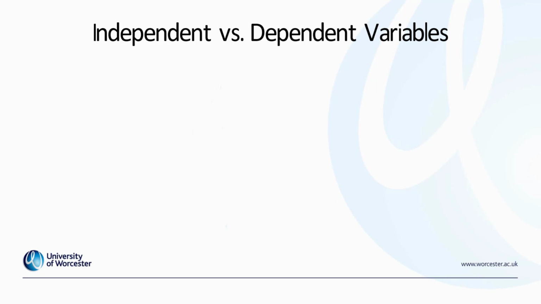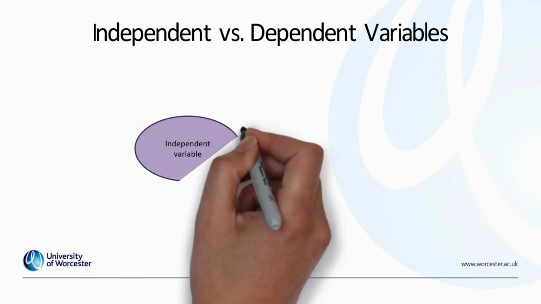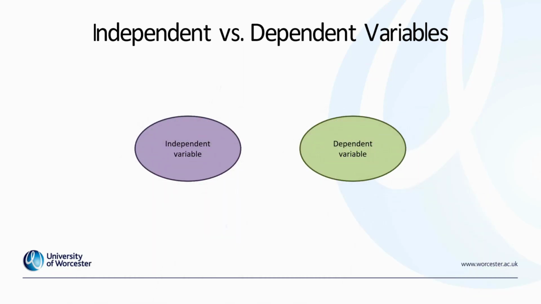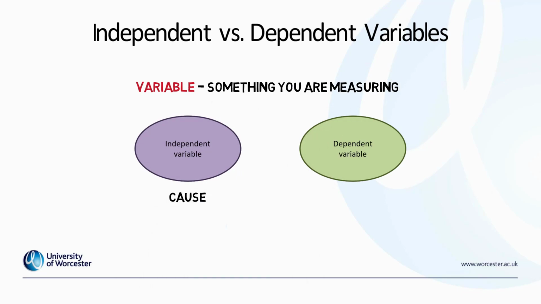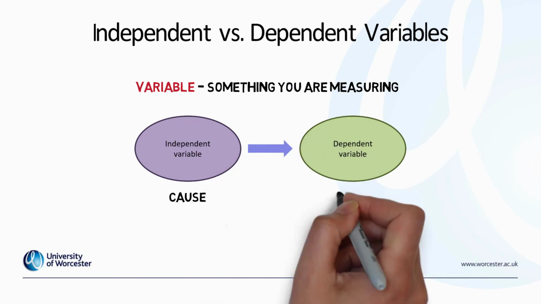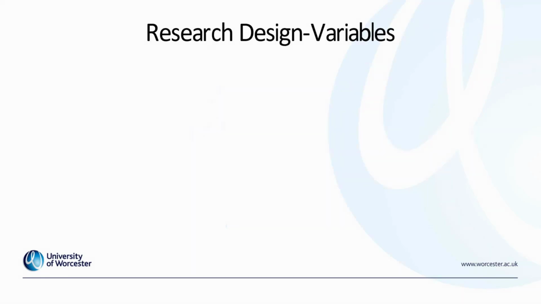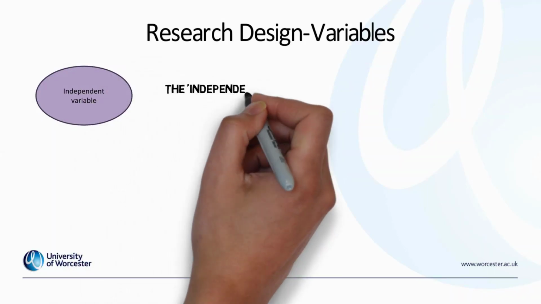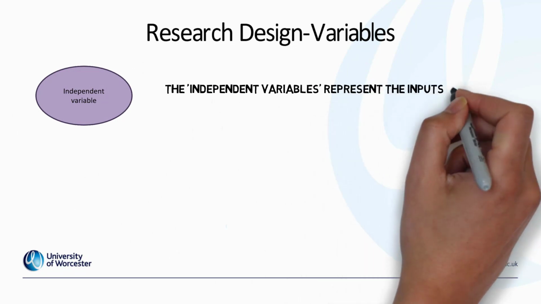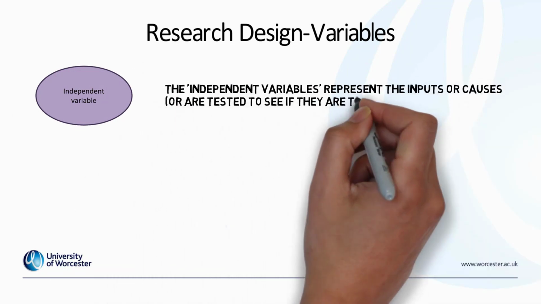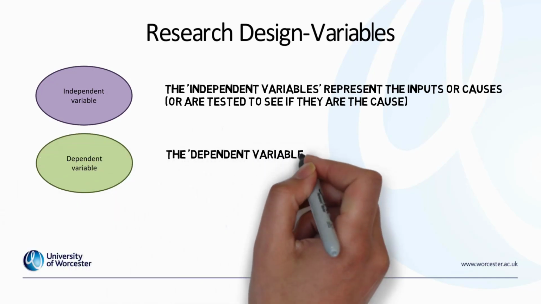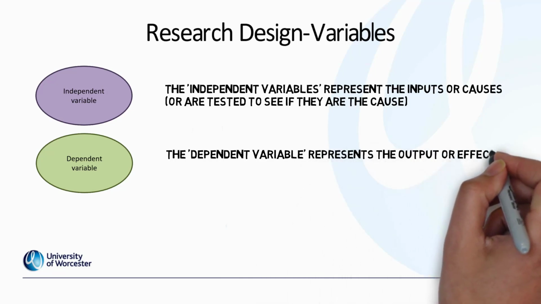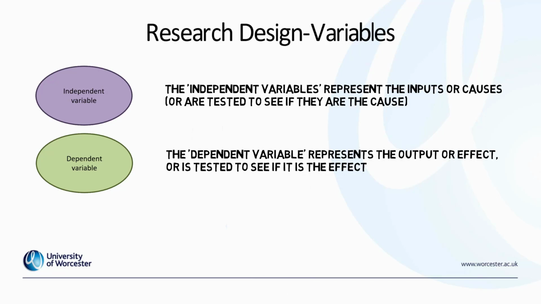Within inferential quantitative statistics, it is normally required to have an independent and dependent variable. Variables are simply something you are measuring. Your independent variable is your cause and your dependent variable is your effect. Therefore, the independent variable represents the inputs or causes, or are tested to see if they are the cause. Whereas the dependent variable represents the output or effect, or is tested to see if it is the effect.